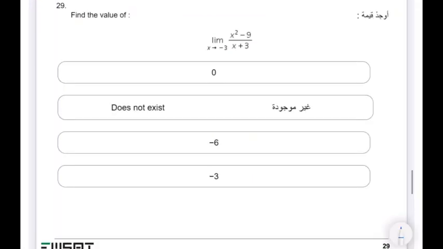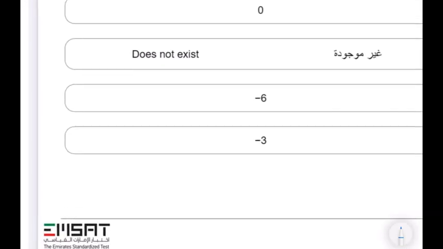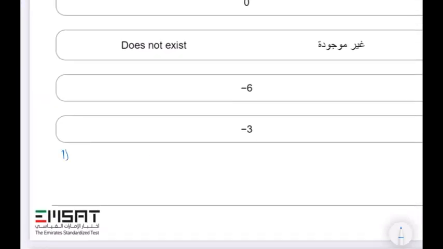Find the value of limit as x approaches negative 3 of x squared minus 9 over x plus 3. So what's the first step here? The first step here is to substitute negative 3 in place of x. So let's substitute negative 3 in place of x. So step number 1, substitute.